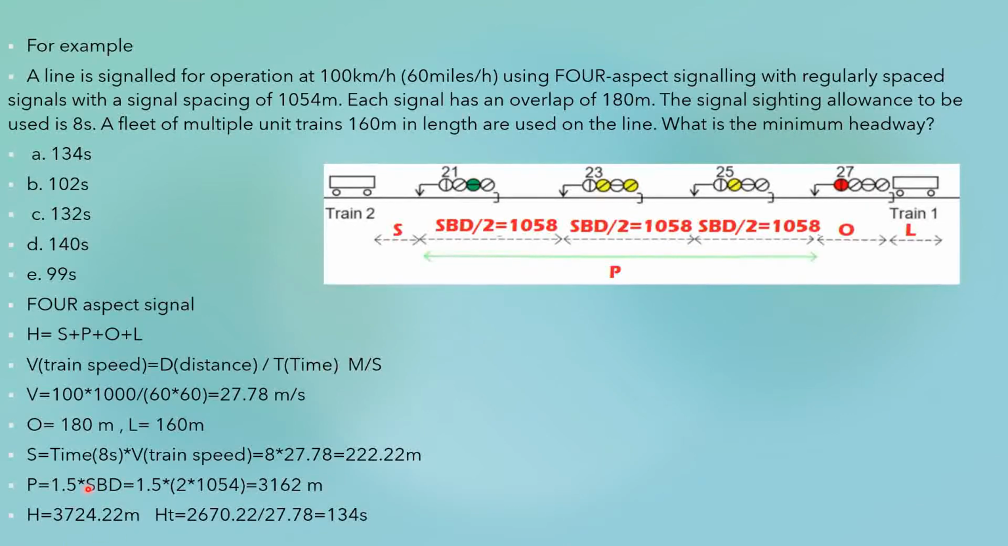So H, the headway distance, will be 3724.22 meters. If we need to get the headway in seconds or in time, we can divide this distance by the train speed, so we'll get 134 seconds. So our choice will be number A.